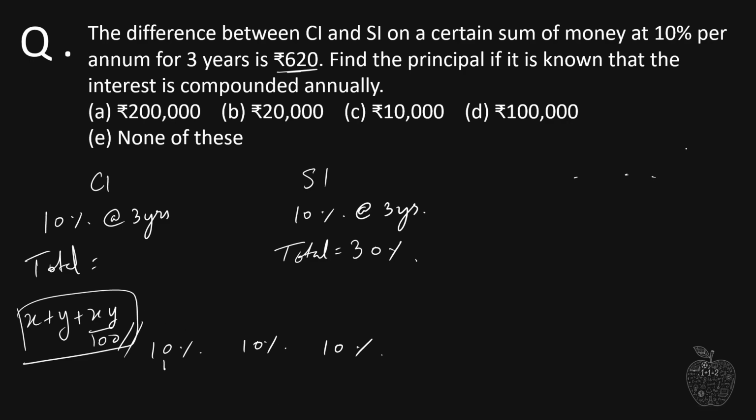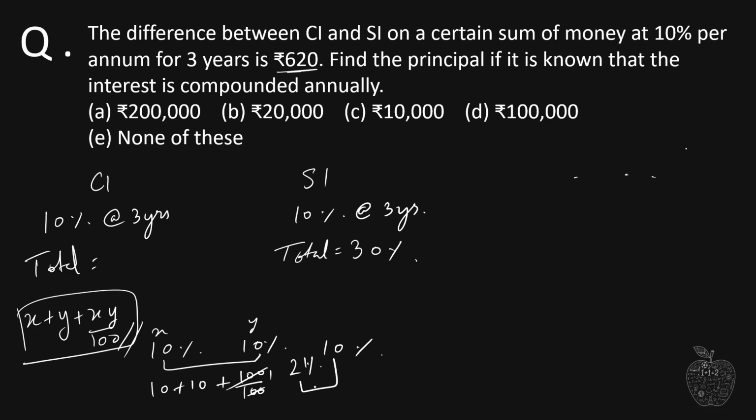So let's calculate for these two first. We'll equate this: this is x, this is y. We'll substitute this in the formula. We get 10 plus 10 plus 10 tens are 100 over 100. So 10 plus 10 plus 1, we get 21%.